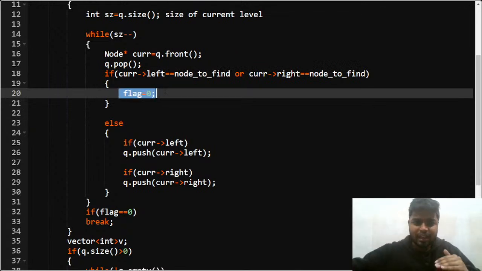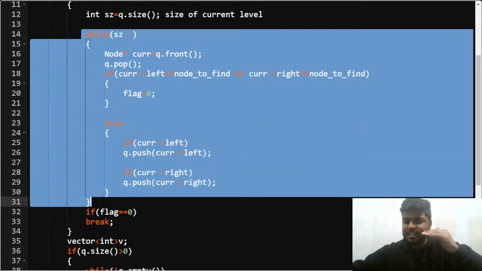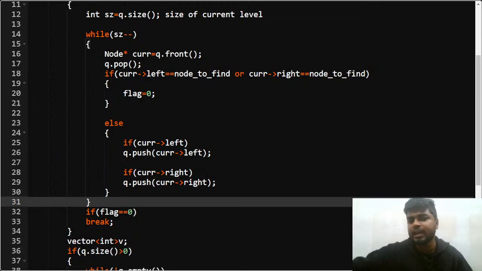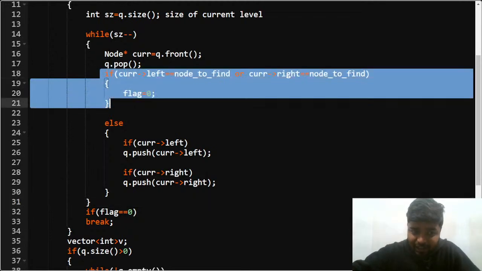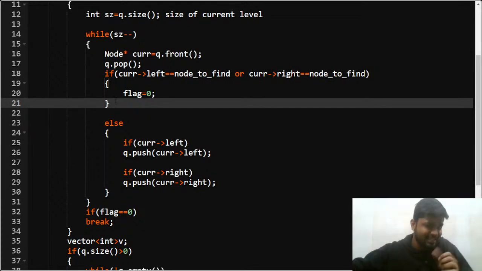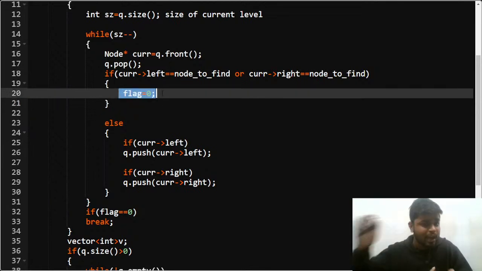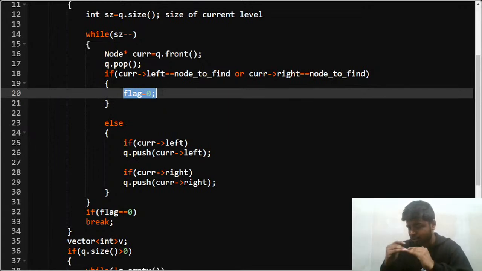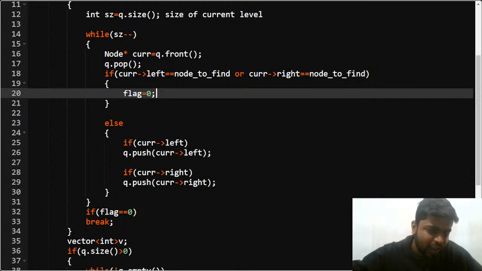This size loop, this while size-minus loop, helps me traverse all the nodes that are present in that particular level, because all of them would be stored beforehand in my queue. So if the current node has a left or right child equal to the node for which I want to find the cousin, I'll skip putting it into the queue, and I'll simply mark my flag as 0, indicating that I have reached the level at which I want to have my cousins.